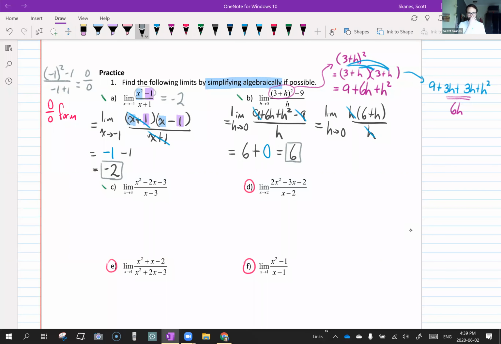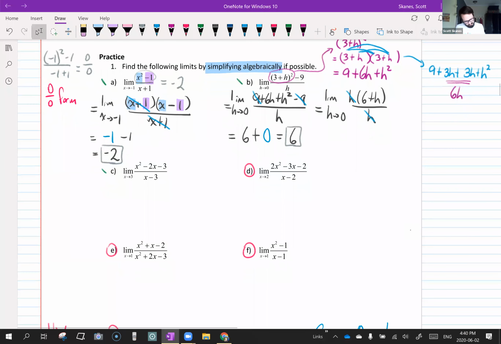Okay, let's try a few more. I'm going to try maybe C, because most of these feel the same once you do enough of them. Let's do C and E, actually. So if we try C directly, I think what's going to happen, if you put 3 in there, you're going to divide by 0 on the bottom. I think on top and bottom it gives 0 over 0. So we're going to factor and cancel and see what happens.